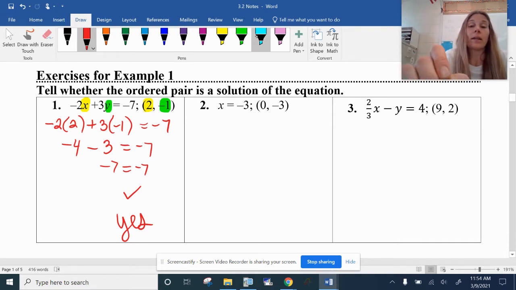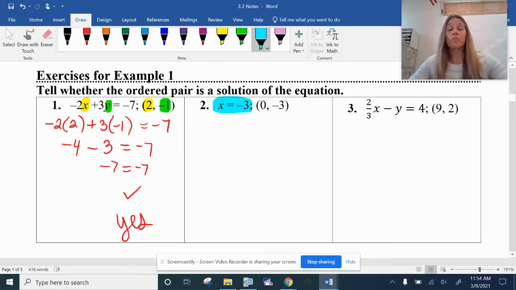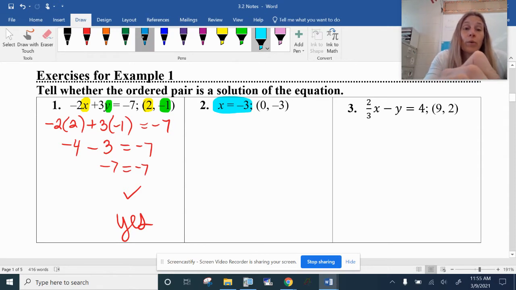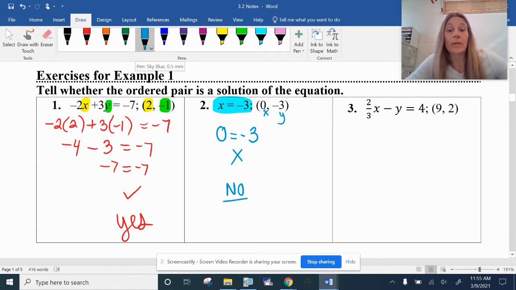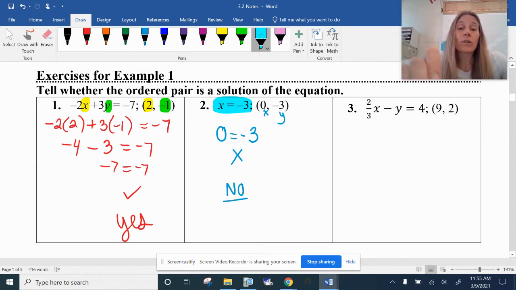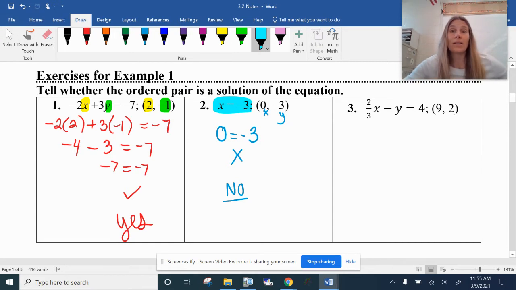Now, if we look at the next example, this is a little bit different because we have x equals -3 as our equation here. Now, in this particular equation, we only have an x variable. So if I were to plug in the x variable here, which is 0, it says 0 equals -3, which of course is not true. So no, this would not be a solution. But alternatively, you could even just look at the point. Whenever you have an equation that just says x equals a number, then your x value would have to be that number. But in this case, the -3 is the y value, not the x.